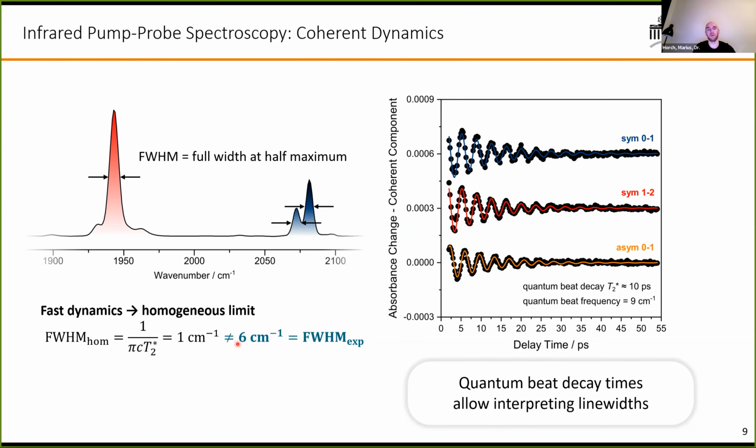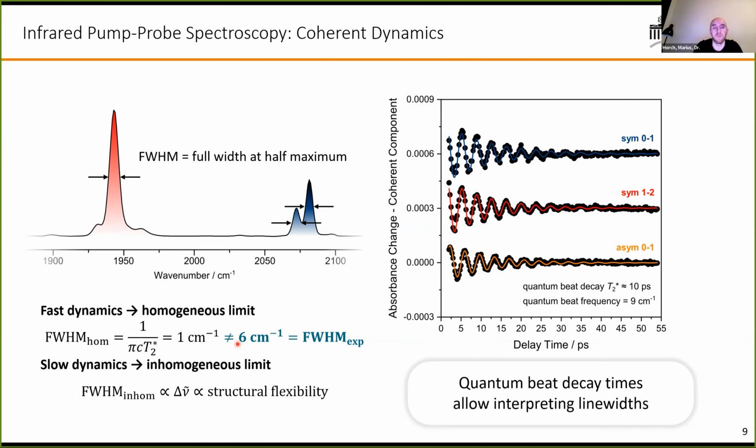And so we can conclude that we're not in this homogeneous limit, but rather in the inhomogeneous limit. That's quite helpful because in the inhomogeneous limit, the line width directly reflects the distribution of structural microstates. So it's a marker for structural flexibility or the length scale of structural dynamics. Now, as we can see here, the line widths are very narrow, just about 6 or 7 wave numbers. And this indicates that the active site and its environment is quite rigid.